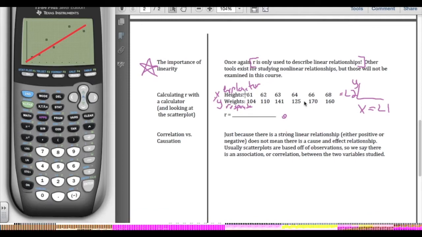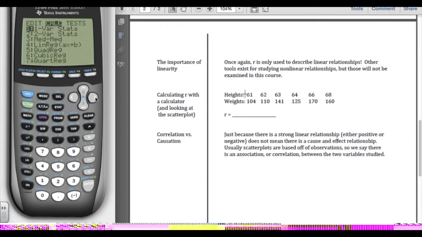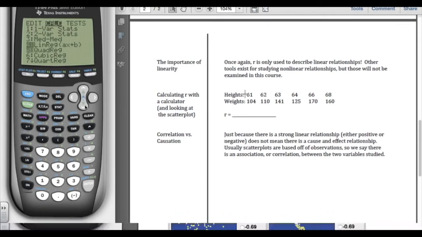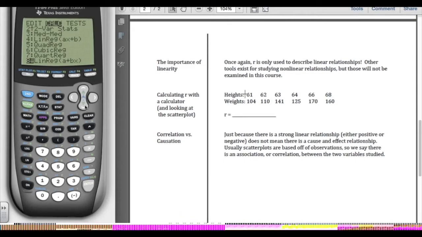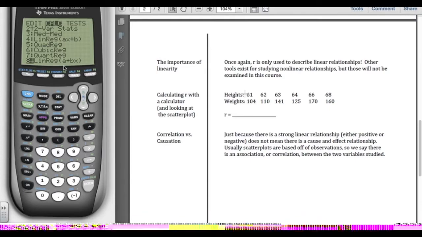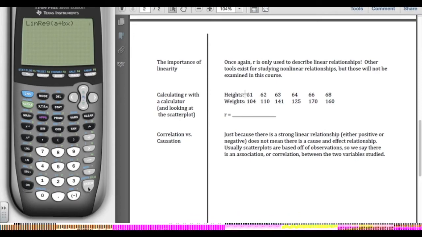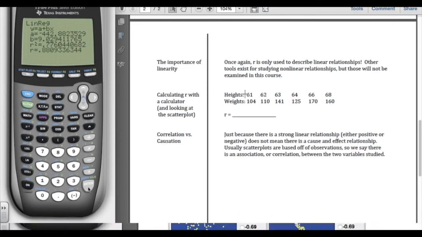To do that, I hit Stat, go over to Calc, and I want to scroll down to number 8. Linear regression in the form A plus BX. Number 4 looks very similar, but number 8 is the form that we want. We'll always go Stat Calc number 8. I hit Enter to select it and hit Enter until my list populates.